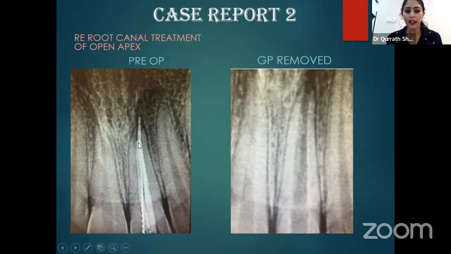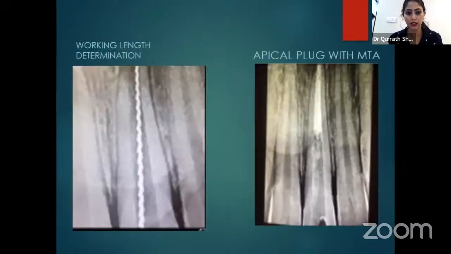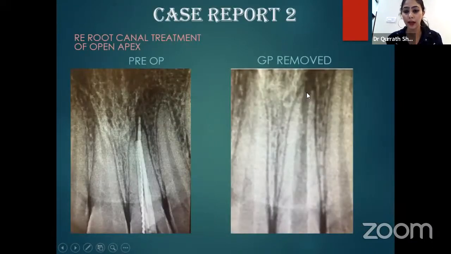In such cases, you need to be very careful while trying to retrieve your gutta-percha, making sure there is no break here, trying to retrieve it as a whole so that there is no extrusion or breakage of your GP at this point. First, I removed this gutta-percha as well as the separated instrument from the canal. If you see here, it's completely clean, making sure that there is no sealer adhering to your canal wall. I used the apex locator to determine the working length. As you can see here, the apex is quite wide.